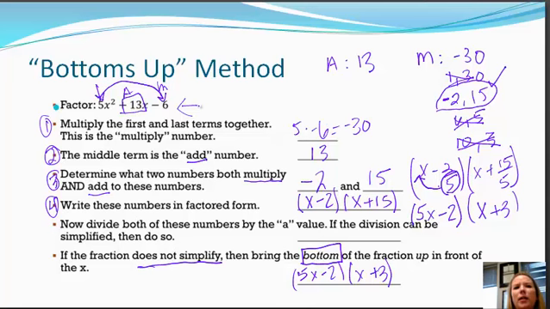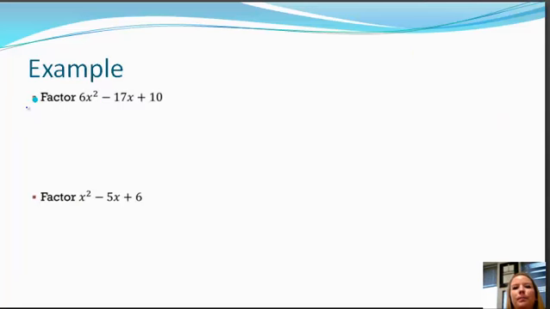Okay? So let's work another example to make sure you understand what's going on. Alright, so we're going to factor 6x squared minus 17x plus 10. First things first, we want to find our multiply number and our add number. So we're going to do 6 times 10, which is 60. Take our add number, and make sure you take the sign of it, it's going to be negative 17.